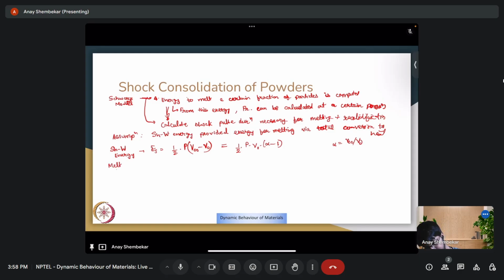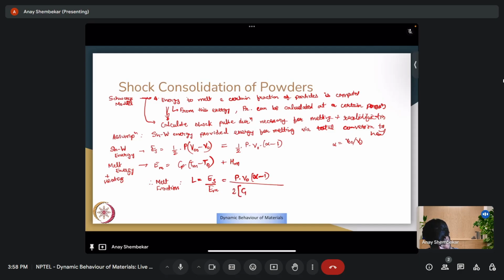Similarly, you have melting energy plus heating. You need heating before melting to reach the melting point. Em is equal to Cp Tm minus T naught, which is again the specific heat, plus heat of melting. Therefore, melt fraction L is equal to Es by Em, which is P V naught alpha minus 1 upon twice of Cp Tm minus T naught plus Hm.